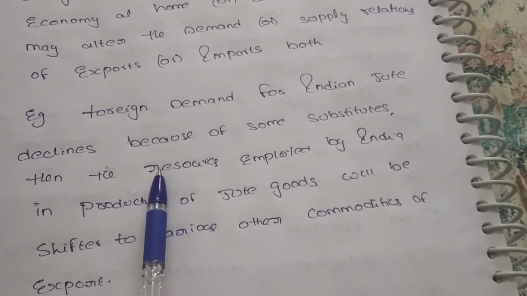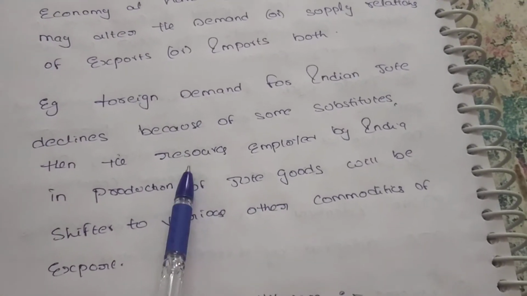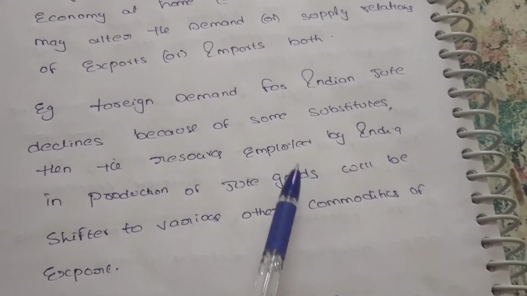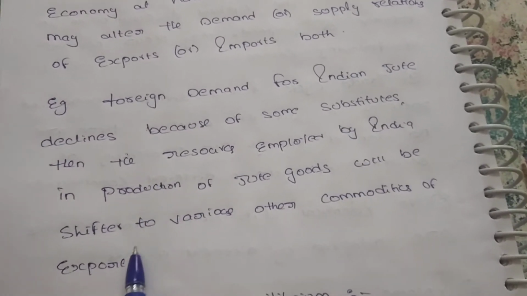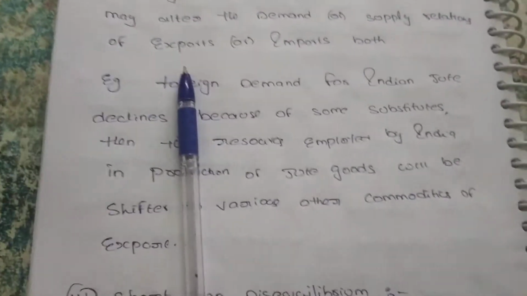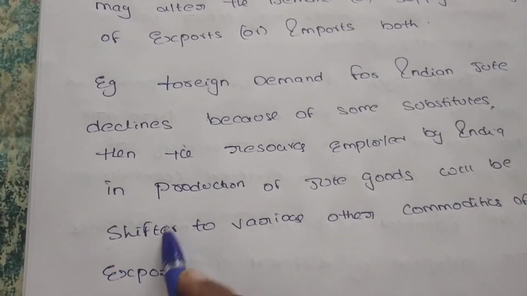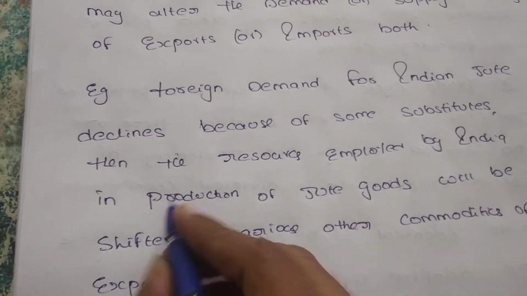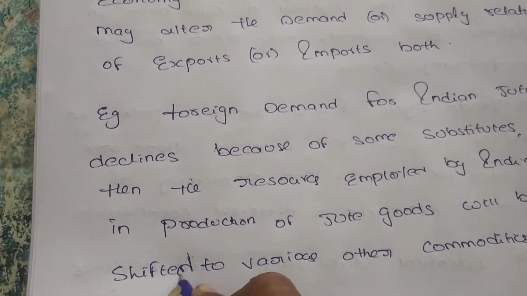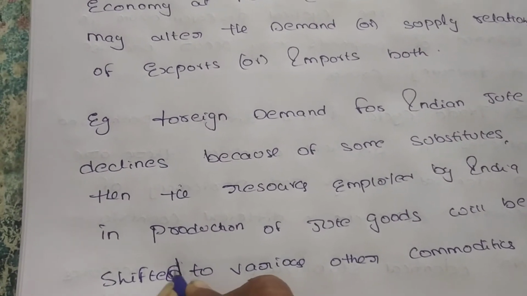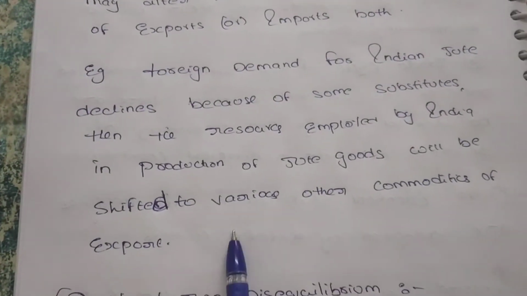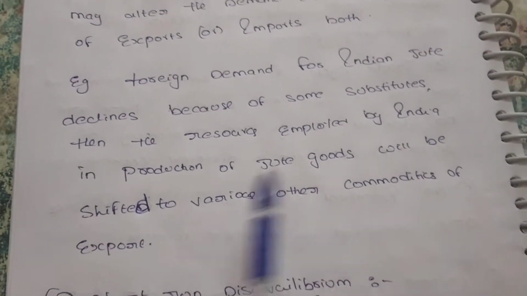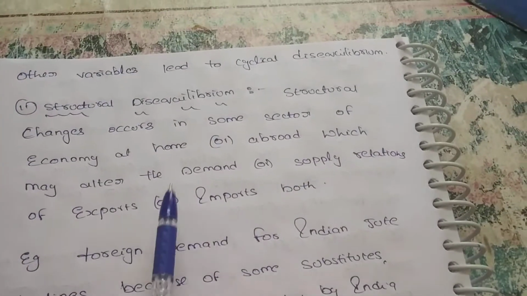Then the resources employed by India in the production of jute goods will be shifted to various other commodities of exports. I hope you understand the example.